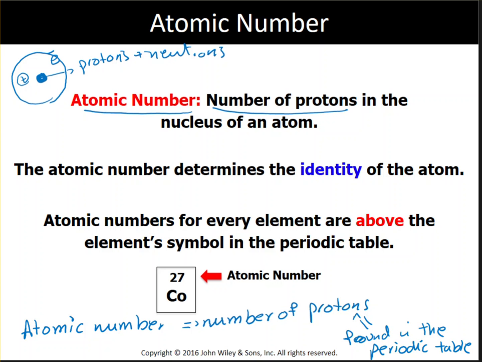Now let's look at the periodic table and do a little bit of practice here. So what's the name of the element with atomic number 14? Silicon. Very good. So how many protons for silicon? 14. How many electrons for silicon? 14. Why is it 14 electrons for silicon?